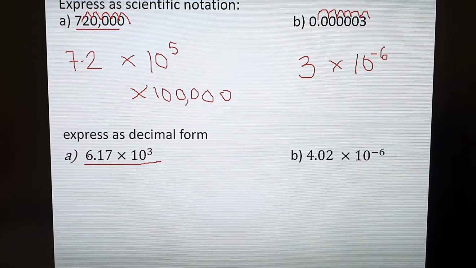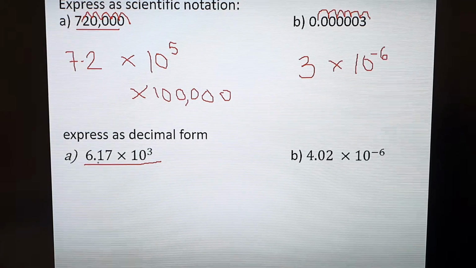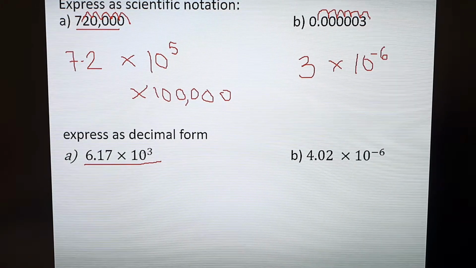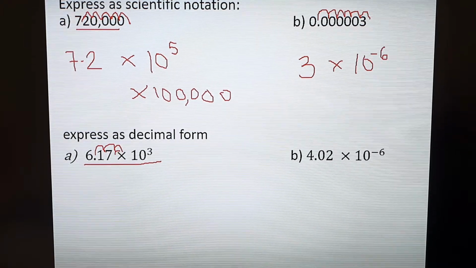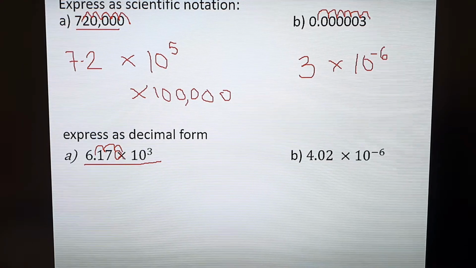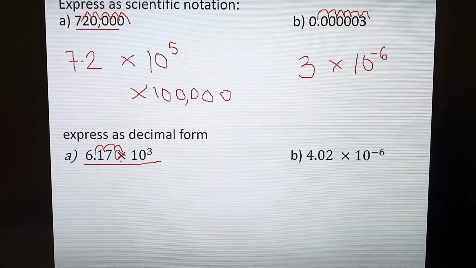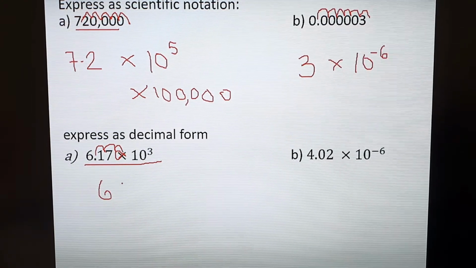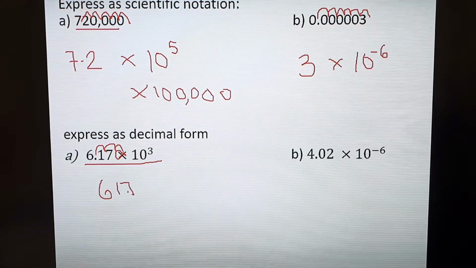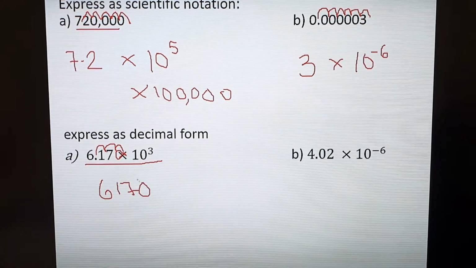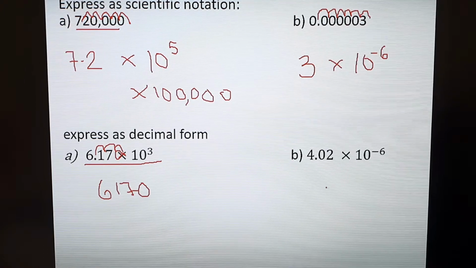So that means we're going to do what we did before, but we're going to move the decimal point 3 times to the right because it's a big number. Moving it to the right will make it bigger. So 1, 2, 3 jumps, and where there's an empty space, you just fill it in with a 0. So my decimal point is now at the end of this number. So the number here is 6,170. Okay, that is the same as 6.17 times 10 to the 3.